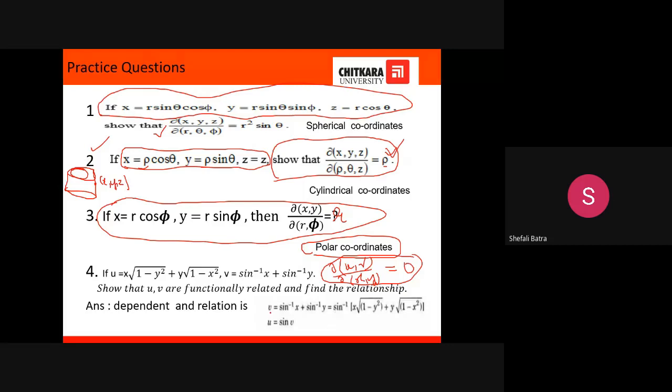You know that v is equal to sin inverse x plus sin inverse y. That is equal to sin inverse of x under root 1 minus y square plus y under root 1 minus x square. And what is this? That is u. So v is equal to sin inverse u, and u is equal to sin of v. So this would be your relation.